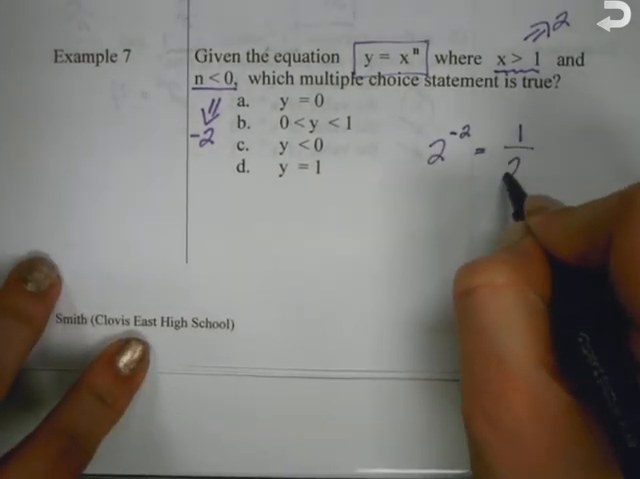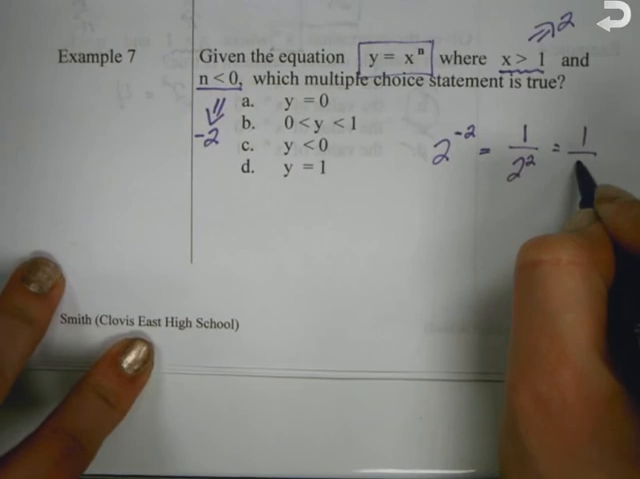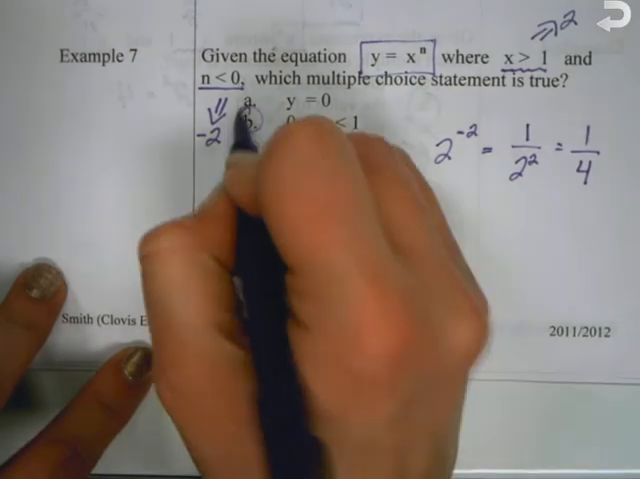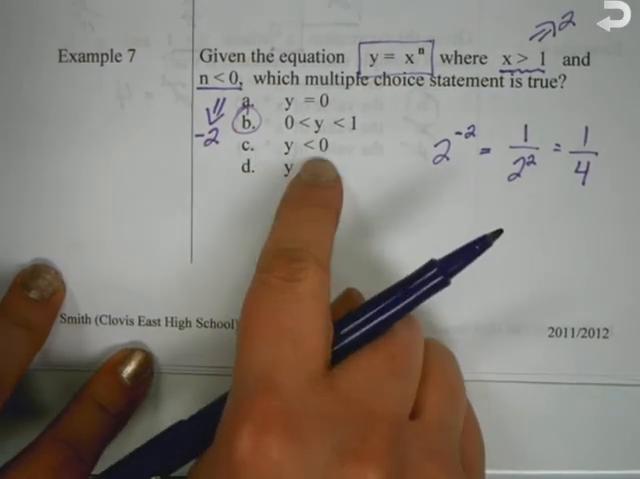So what's my answer for this one? Also B. 1/4 is still not less than 0, so it's not C. And it's not equal to 0 or 1. So it's B.